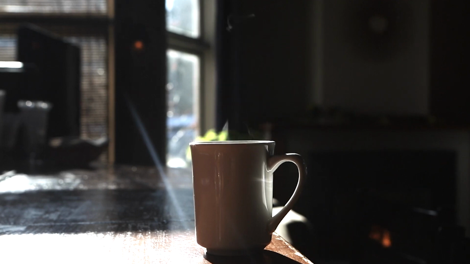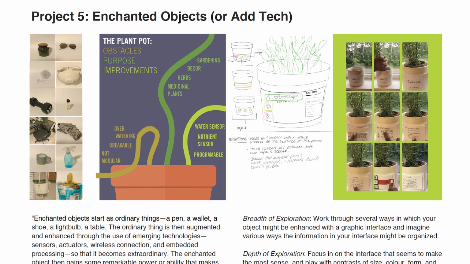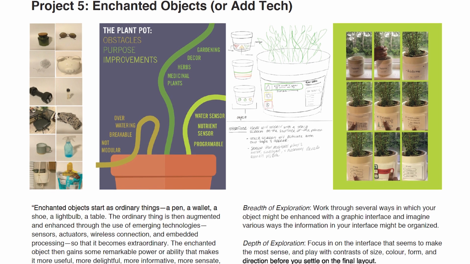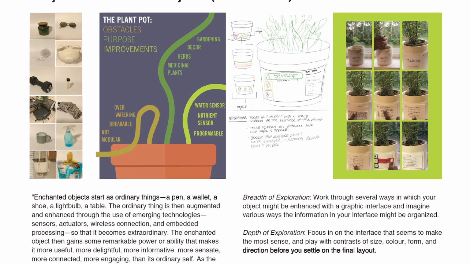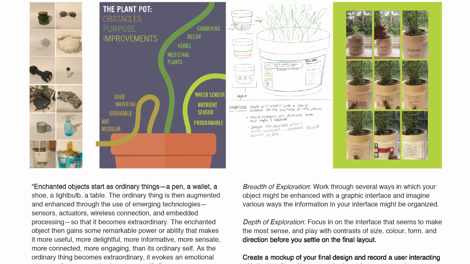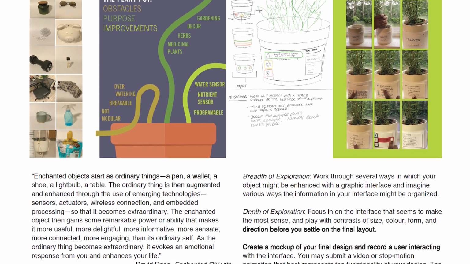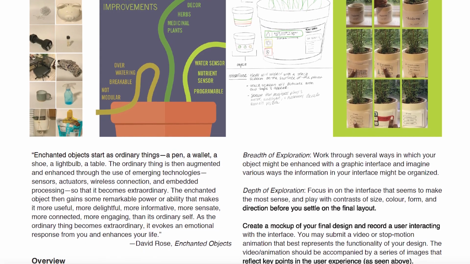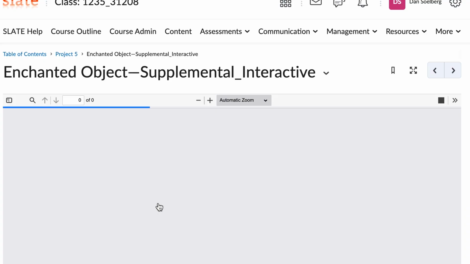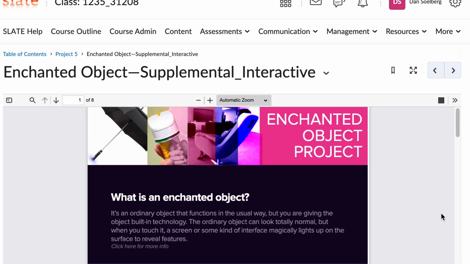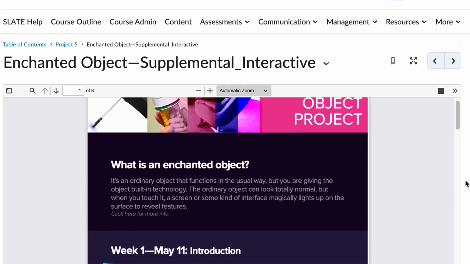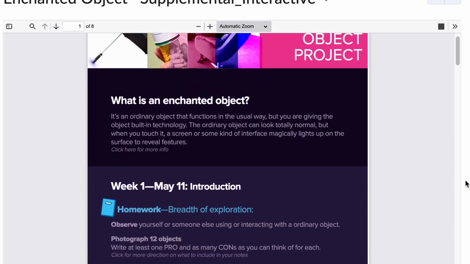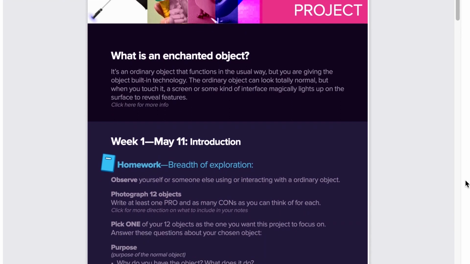In week 2's class, I reviewed the project brief for project 5. Your job is to take an ordinary object and add whatever technology you want to make it work better. You're adding 3 or 4 features. Each feature solves a specific problem. The main focus of Project 5 is the interactive interface you are designing to control your features. We also looked at my new interactive project brief, which breaks the project into weekly sections so that you know exactly what you are focusing on each week.